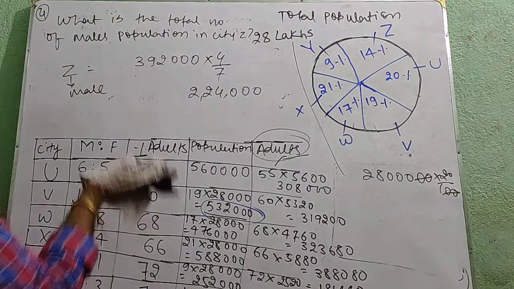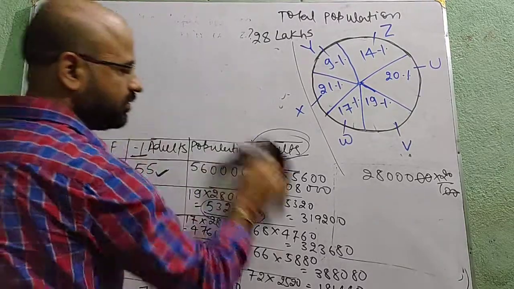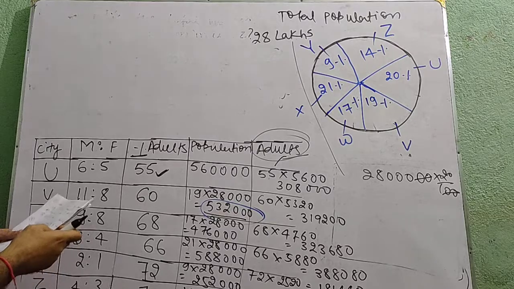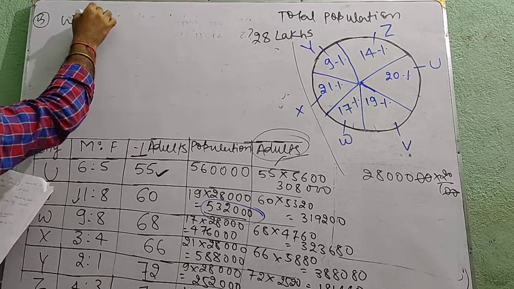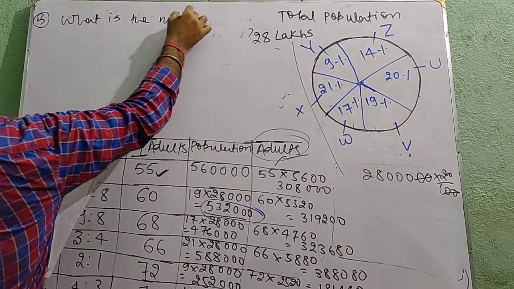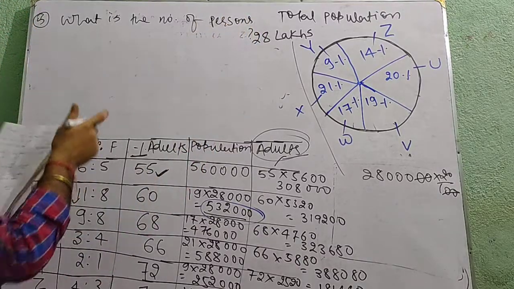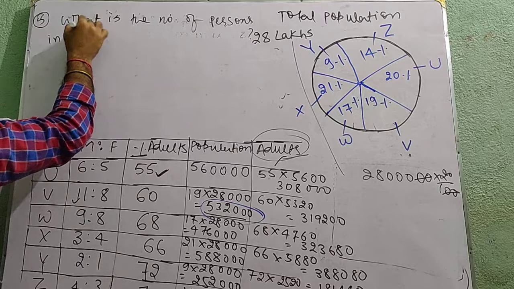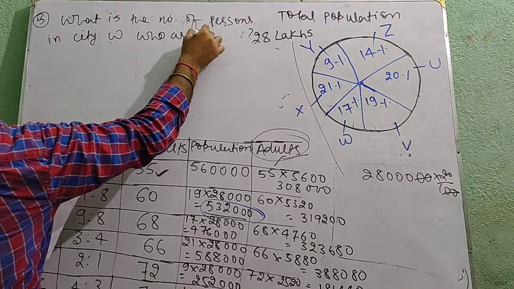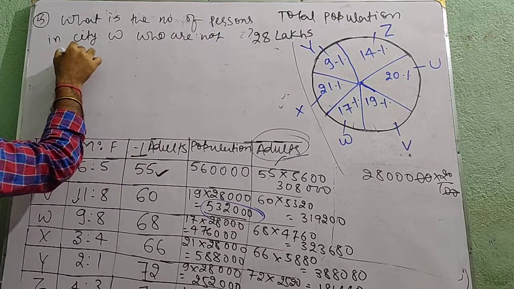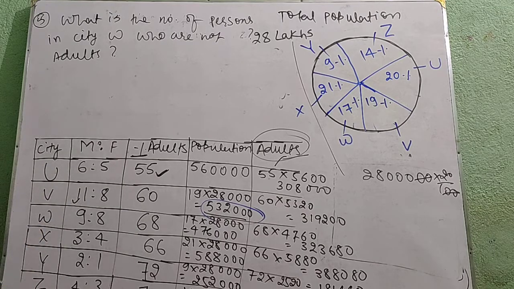The last question, question 5, is: what is the number of persons in CTW who are not adult? One thing is that we need those who are not adult.